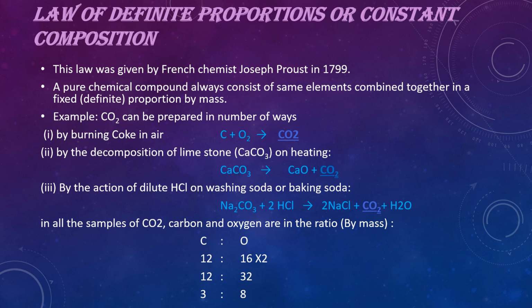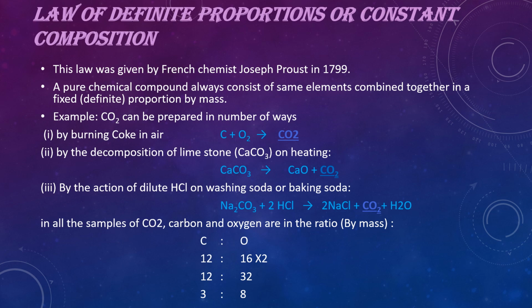For example, CO2. It can be prepared by different methods, like by burning of coke, that is C plus O2 gives CO2, by decomposition of calcium carbonate, that is CaCO3 when heated gives CaO plus CO2, and third by action of dilute HCl on washing soda or baking soda, that is Na2CO3 plus HCl gives NaCl plus CO2 plus H2O.